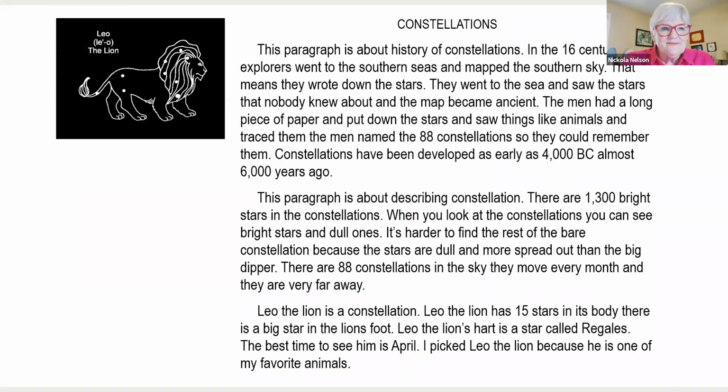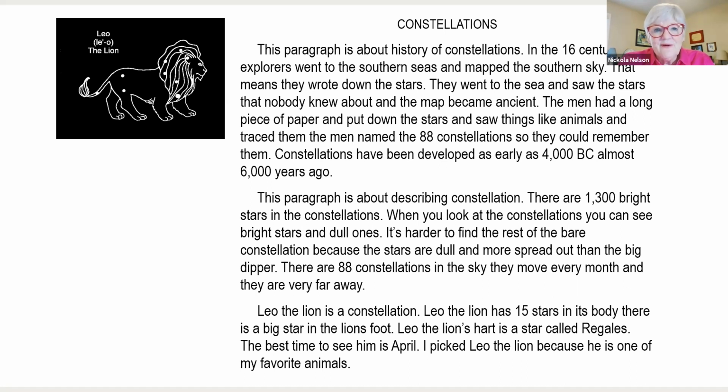This was Marcus's final report about constellations. Notice that he's being pretty meta-linguistic about this. This paragraph is about history of constellations, but he's very clearly set himself up with a topic sentence, which also can help students figure out that when they're reading other people's writing, they should expect the first sentence of the paragraph to give them some hint as to what it's going to be about, a topic sentence.